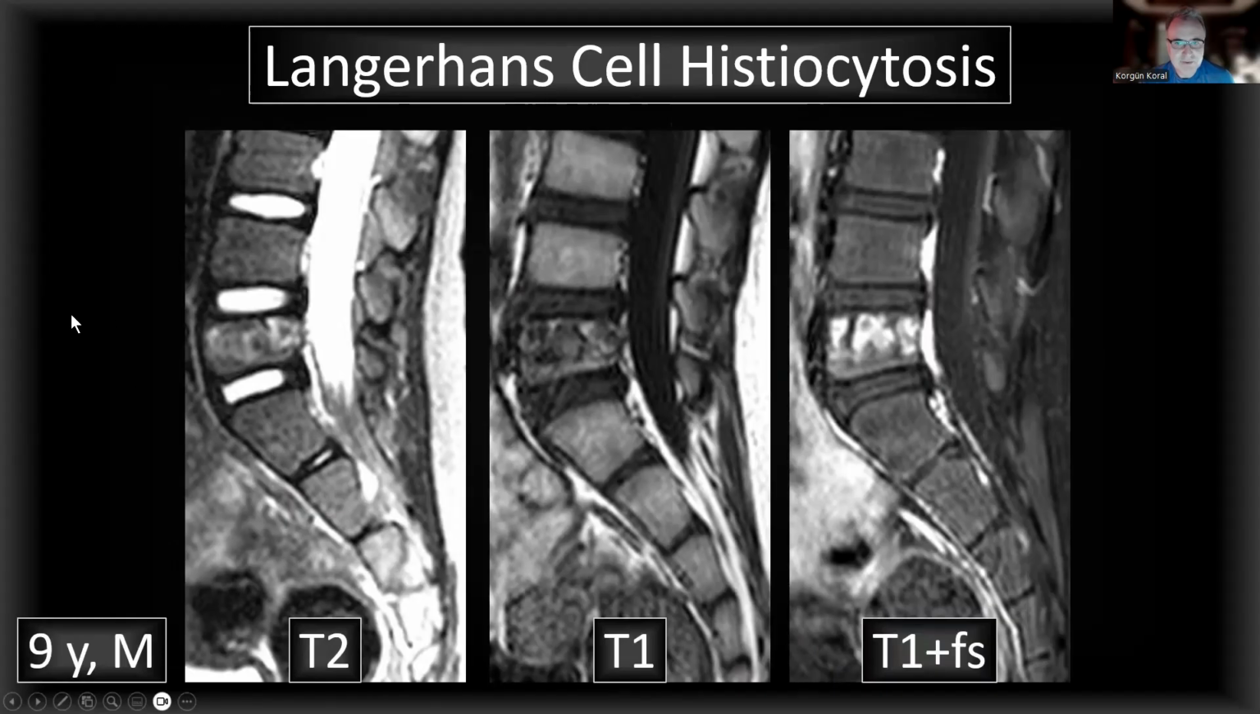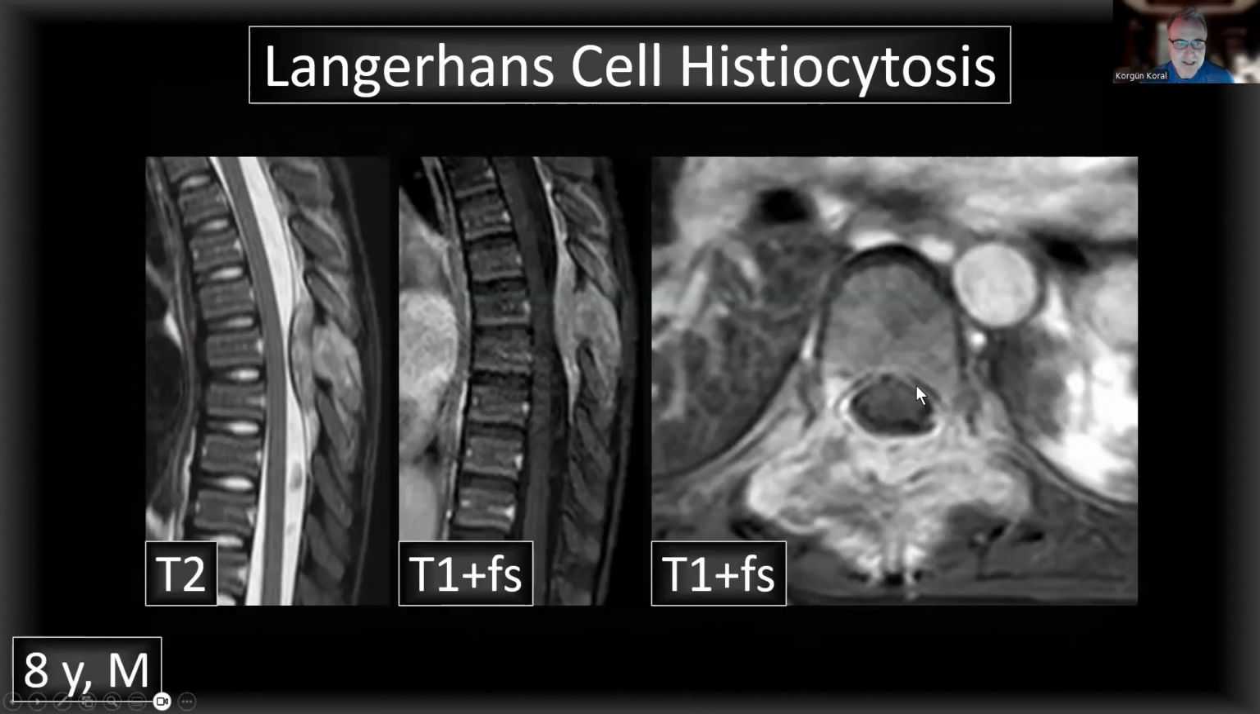And if you look at more examples, in this case, the L5 height is reduced compared with the adjacent L4, and the signal is heterogeneous, and there's heterogeneous enhancement in an earlier case of LCH. LCH doesn't always involve the vertebral bodies. It can involve the posterior elements also, as in this case. The spinous processes are involved. There's a large posterior epidural component resulting in narrowing of the spinal canal focally.